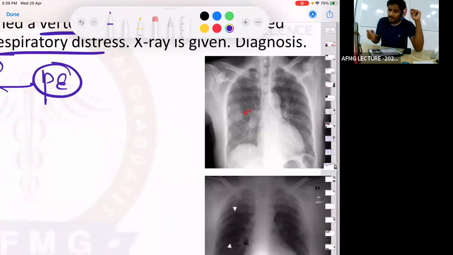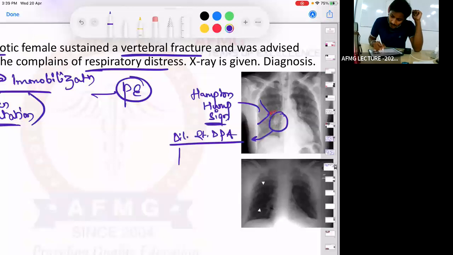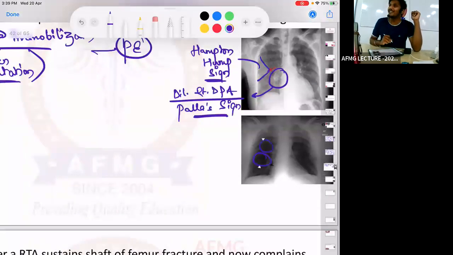First, I can see a triangular or wedge-shaped opacity on X-ray. This triangular or wedge-shaped opacity is called which sign? Hampton hump sign. Whereas this dilated right descending pulmonary artery is called Palla sign. And third, here you can see decreased blood supply to some parts of the lung, that is focal oligemia. This is called the Westermark sign.